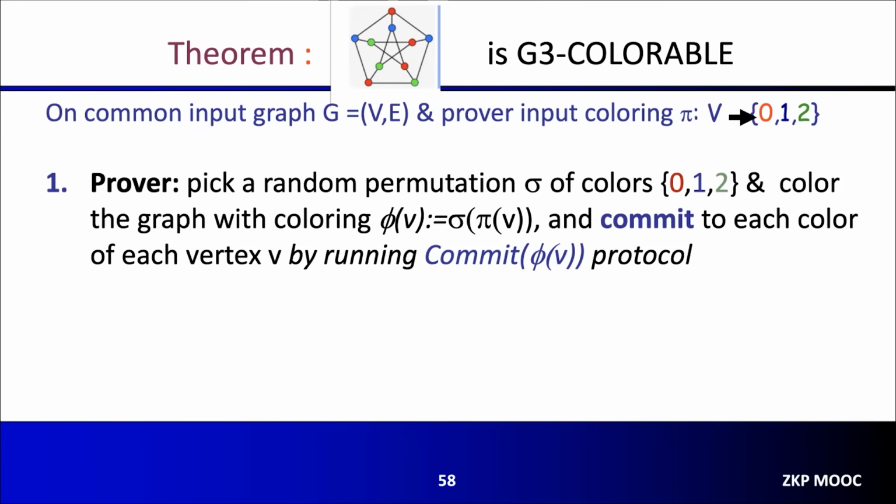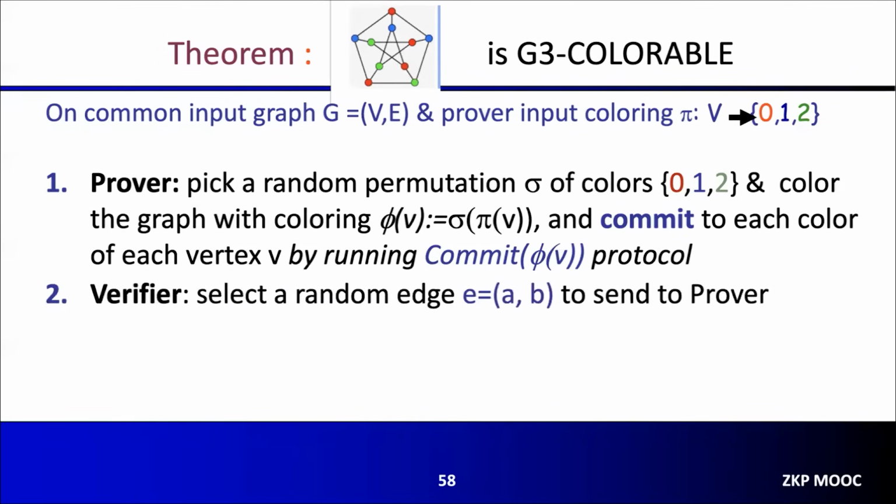And now what the prover does is he commits to each of these colors by running a commit protocol. In other words, he sends to the verifier a commitment to, for every vertex, it will be the commitment to red, to blue, or to green. A commitment means it's hidden. The verifier gets this, but he can't tell what the heck are the colors. What the verifier now does is the following.